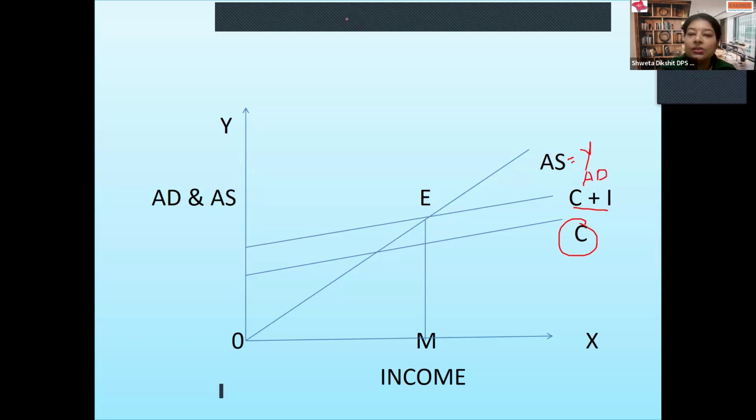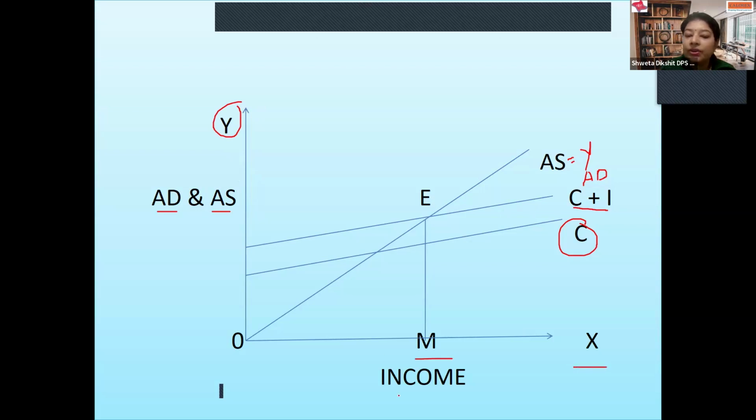Any doubt in this? You can just mention it in the doubt solving section. Now comes the equilibrium point. Before we understand the equilibrium point, I would like to tell you the details about the Y and X axis. Here is the Y axis, which represents AD and AS. That means they are represented on the Y axis. And here is the X axis where we represent income.